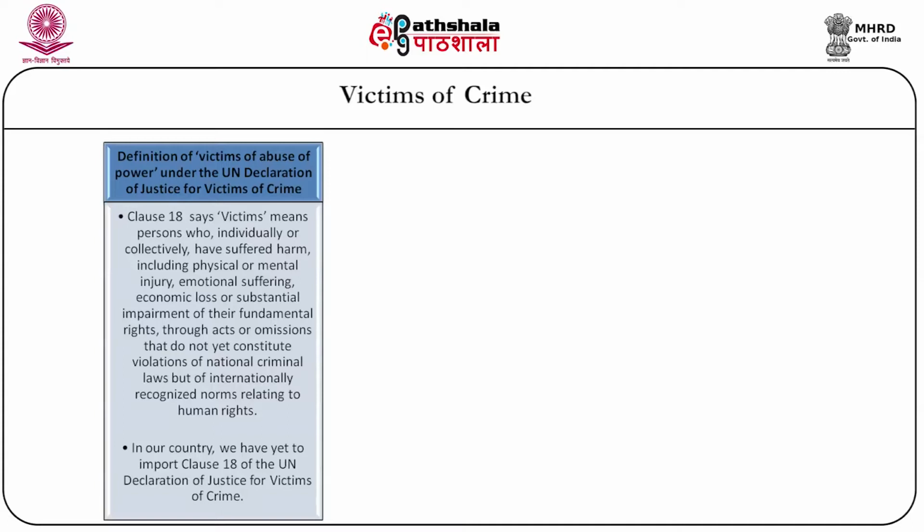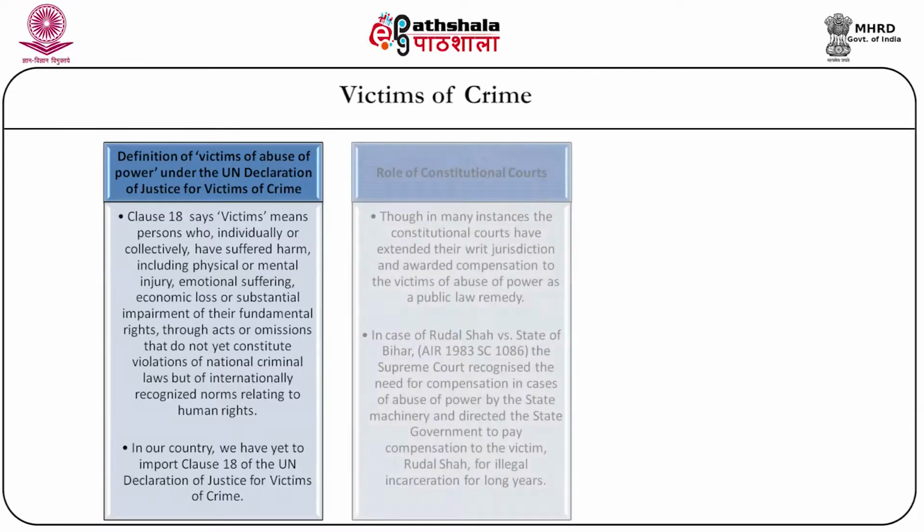to human rights. But in our country, we have yet to import clause 18 of the UN Declaration. In this regard, the role of constitutional courts is very important, and in many instances the constitutional courts have extended their writ jurisdiction and awarded compensation to the victims of abuse of power as a public law remedy. The case of Rudal Shah is well known in this regard. In this case the Supreme Court recognized the need for compensation in cases of abuse of power by the state machinery and directed the state government to pay compensation to the victim for illegal incarceration for long years.